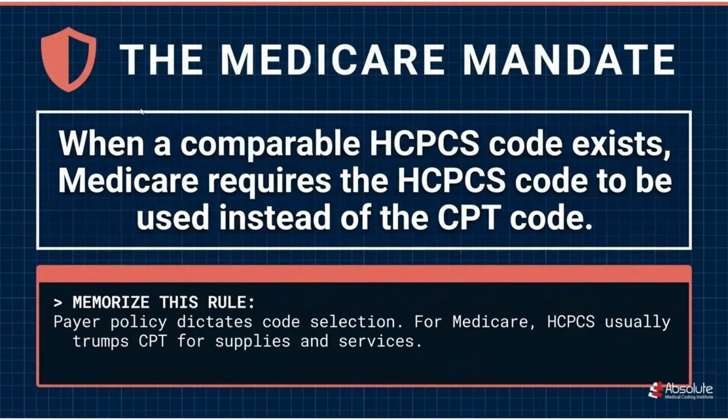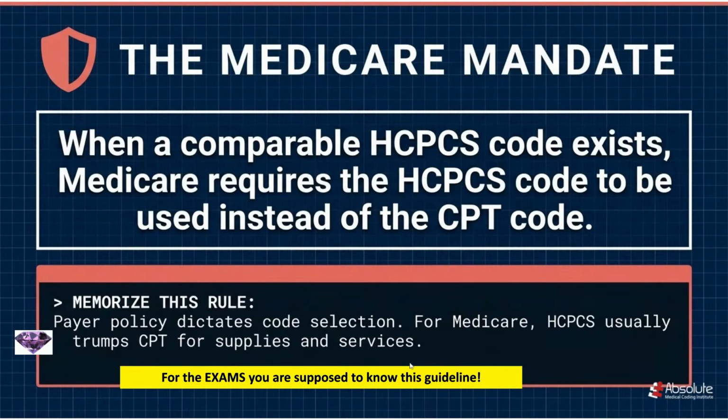However, there is a Medicare mandate. It is so important that you should know this too. You will be expected to know that when a comparable HCPCS Level 2 code exists, Medicare requires that a HCPCS code be used instead of a CPT code. You should memorize this rule. This rule will be tested on your exam. So if a patient is a Medicare patient, not Medicare age, but a Medicare patient, make sure that you use the comparable HCPCS code in lieu of that CPT code.